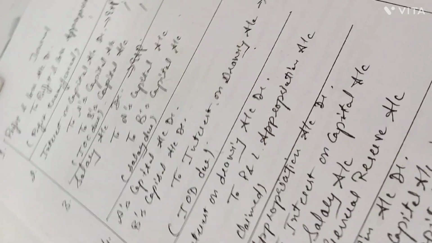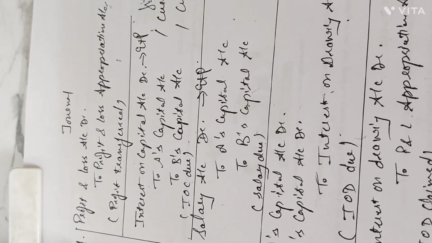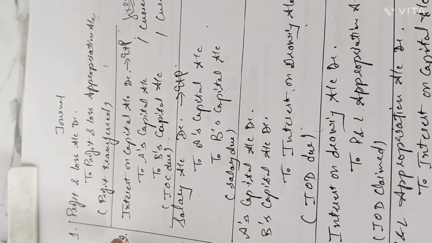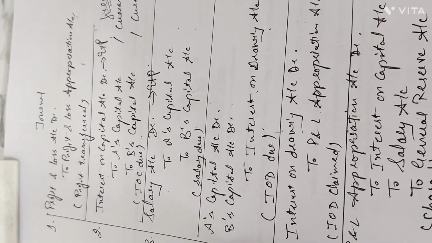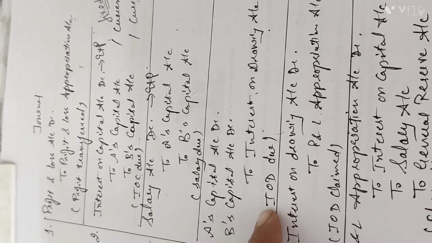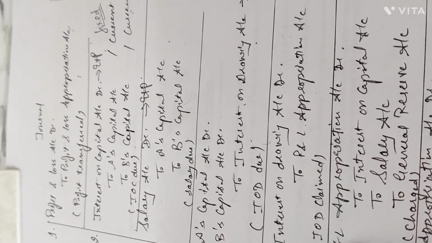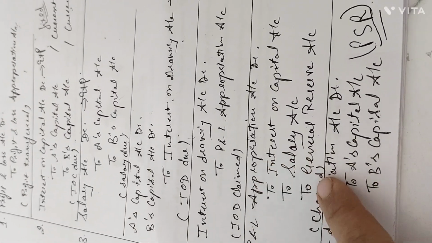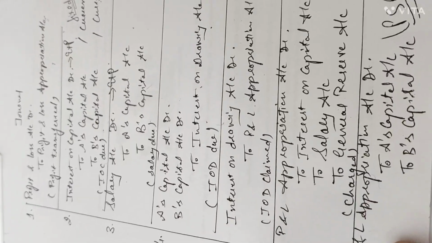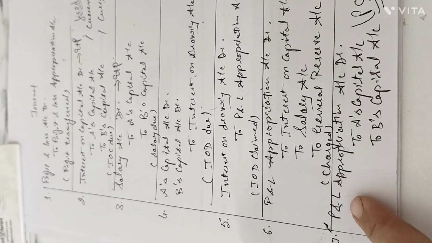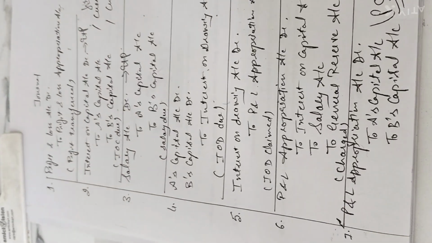So in the last, let's have a quick view of how we have to pass the journals. First of all, P&L account debit to P&L appropriation for profit transfer, then IOC to capital accounts, salary to capital accounts, and interest on drawings. Then interest on drawings would be claimed from the P&L appropriation, and P&L appropriation account debit to all the expenses which we have to transfer here. And if there is a general reserve, that would also be considered. And lastly, the leftover profit would be transferred to the partners' capital accounts.